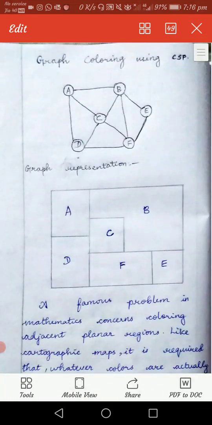Here we see there is no case where the same color is given to adjacent regions. For A, the adjacent regions B, C and D all have different colors, and also for B, the adjacent regions C, A, F and E have different colors. So for each region, the adjacent regions have different colors. This is the condition, and finally we solve this. Thank you.